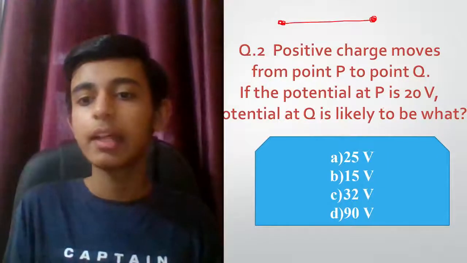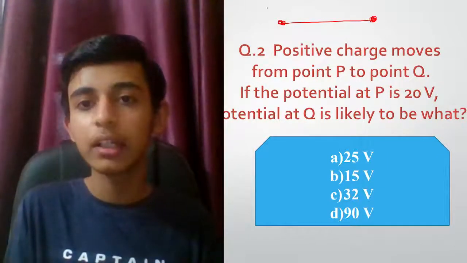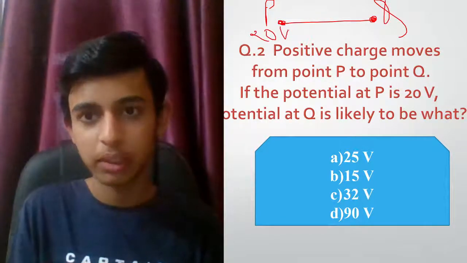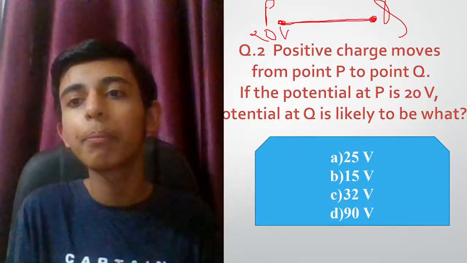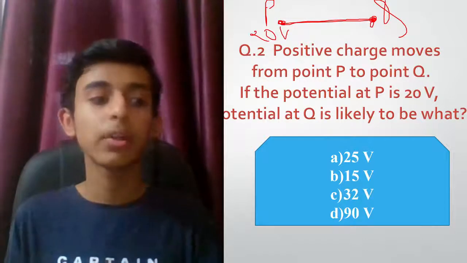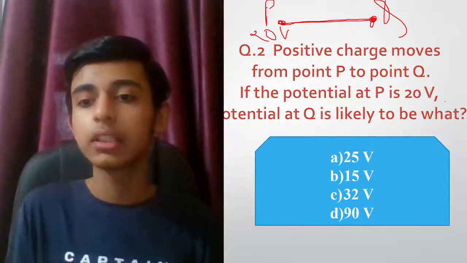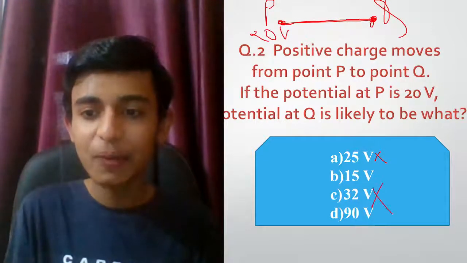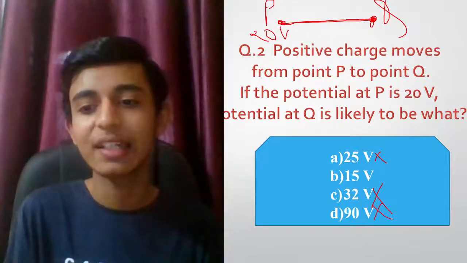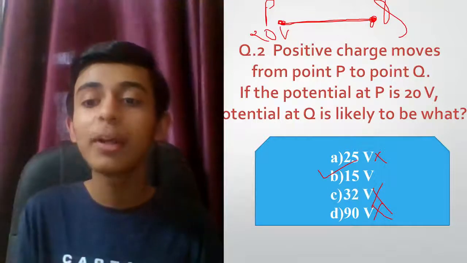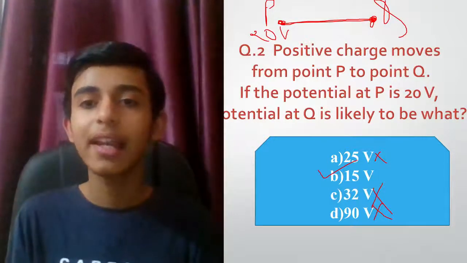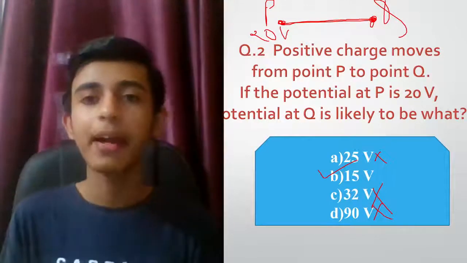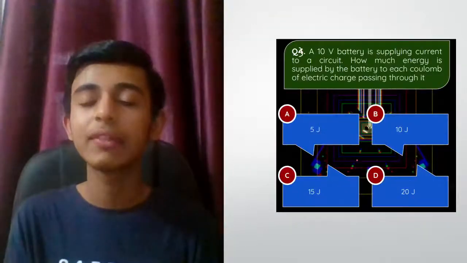Okay. If it is going to move from P to Q, here at P the potential difference is 20 volt. So definitely if it is moving from a point, it should be lesser than that. This is basically talking about your logic. It cannot be 25 volt because it is greater than 20. It cannot be 32 volt because it is greater than 20, and it cannot be 90 volt. So the answer is 15 volt. This was too easy because it is lesser than 20. Is this concept clear? I hope it is. Now let's move ahead with the next question.